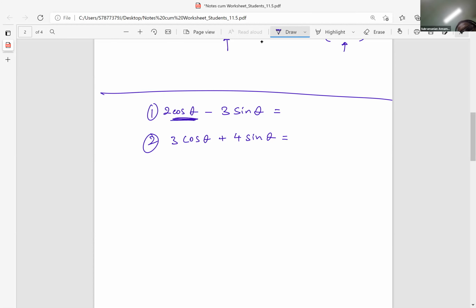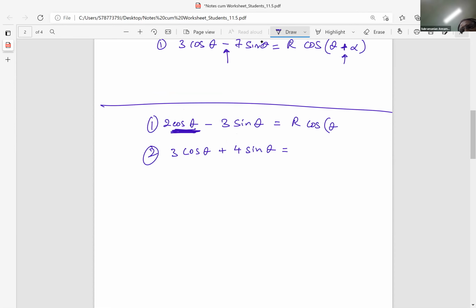What is this, guys? Cosine. So what formula should I use? Cosine or sine? Cosine. Cosine addition formula. Now, is this going to be a plus or minus, guys? Plus. Very good. Because it's cosine, right? You have to take the opposite.